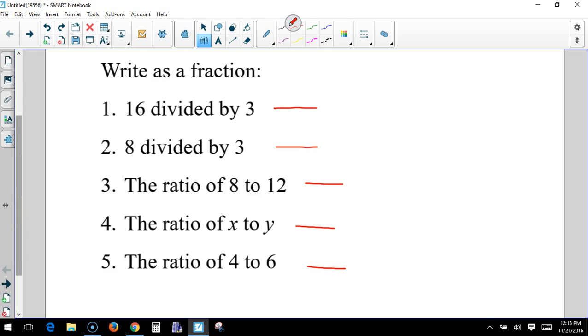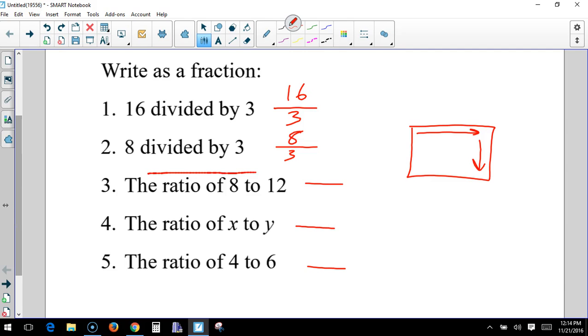And remember, 16 divided by 3, okay, we read top to bottom, 16 divided by 3. 8 divided by 3. The ratio of 8 to 12. Now remember, when we read a book, we read left to right and top to bottom. And that's how we go here. We read left to right, 8 to 12, top to bottom.